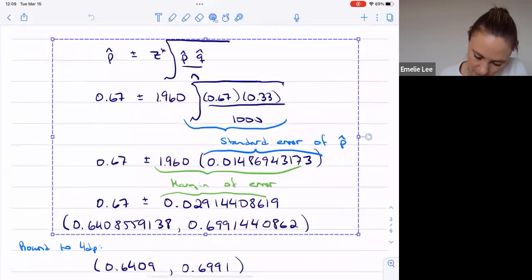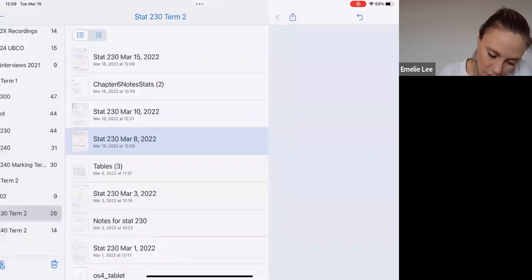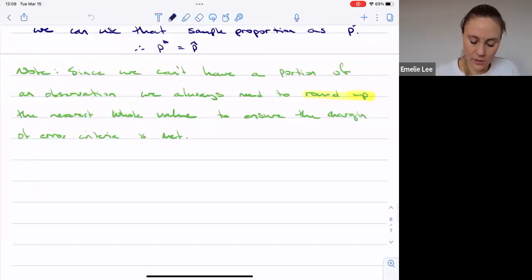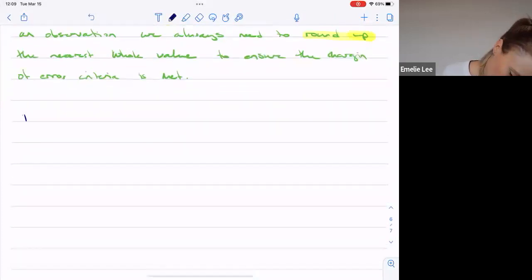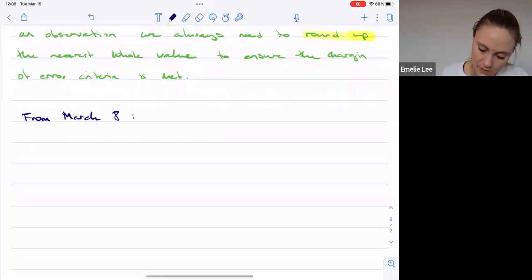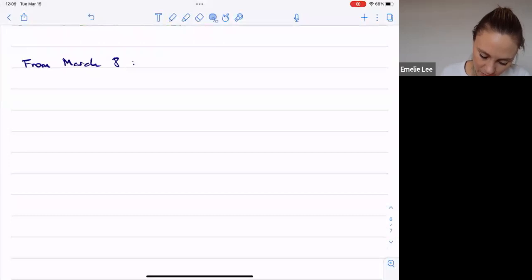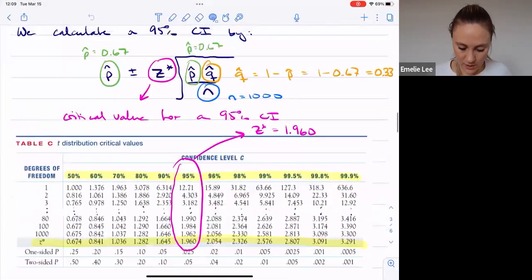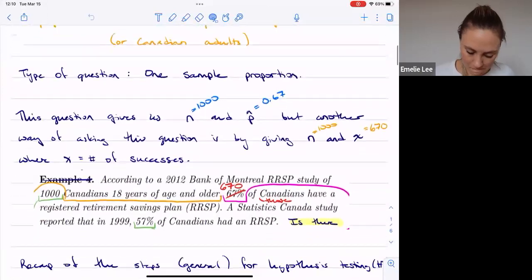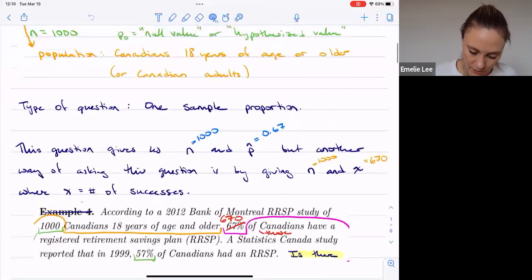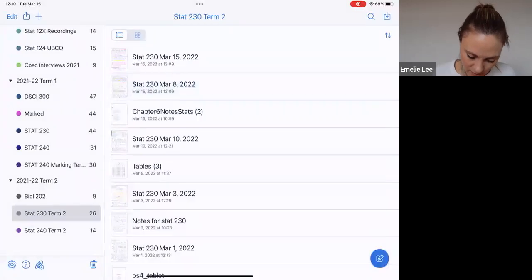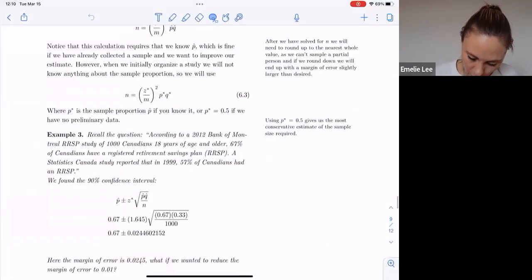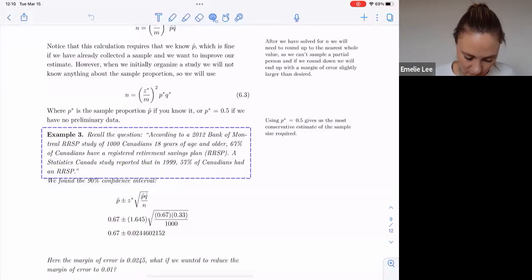Okay. I'm going to copy this from March 8th. And I'm going to paste it as an image. I also want to include the question. Oh, what a messy question. How about this?